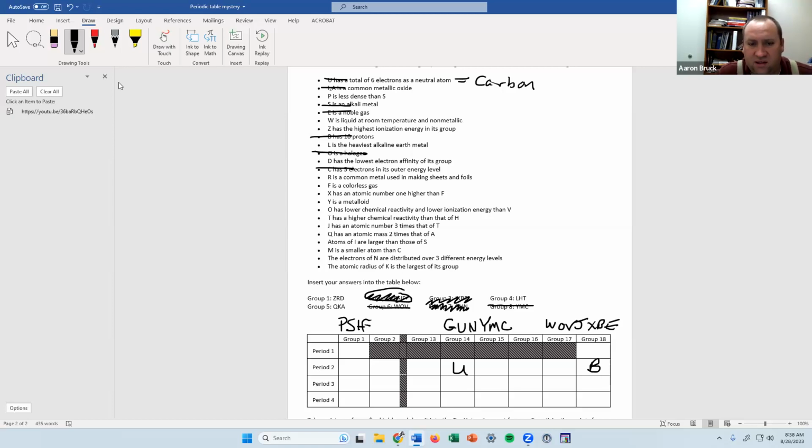F is a colorless gas. Well, PSI and F are group 1. The only one of those that would be a gas is hydrogen. So that gives us F right there. R is a common metal used to make sheets and foils. Best guess there is that R would be aluminum. Now aluminum would be right here, period 3, group 13. And we haven't placed R yet. So the group is ZRD, and R would go right there.